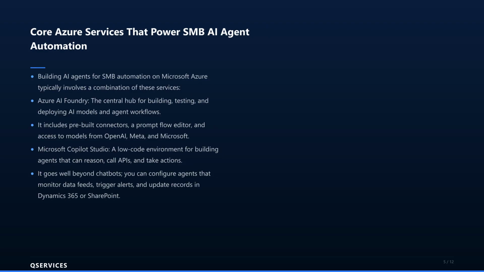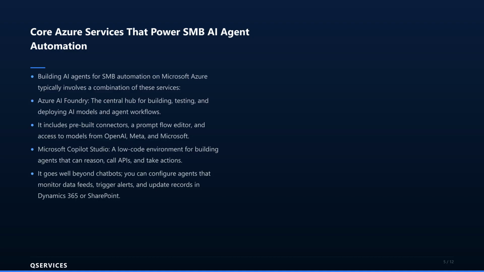Core Azure services that power SMB AI agent automation. Building AI agents for SMB automation on Microsoft Azure typically involves a combination of these services. Azure AI Foundry, the central hub for building, testing, and deploying AI models and agent workflows. It includes pre-built connectors, a prompt flow editor, and access to models from OpenAI, Meta, and Microsoft. Microsoft Copilot Studio, a low-code environment for building agents that can reason, call APIs, and take actions. It goes well beyond chatbots.